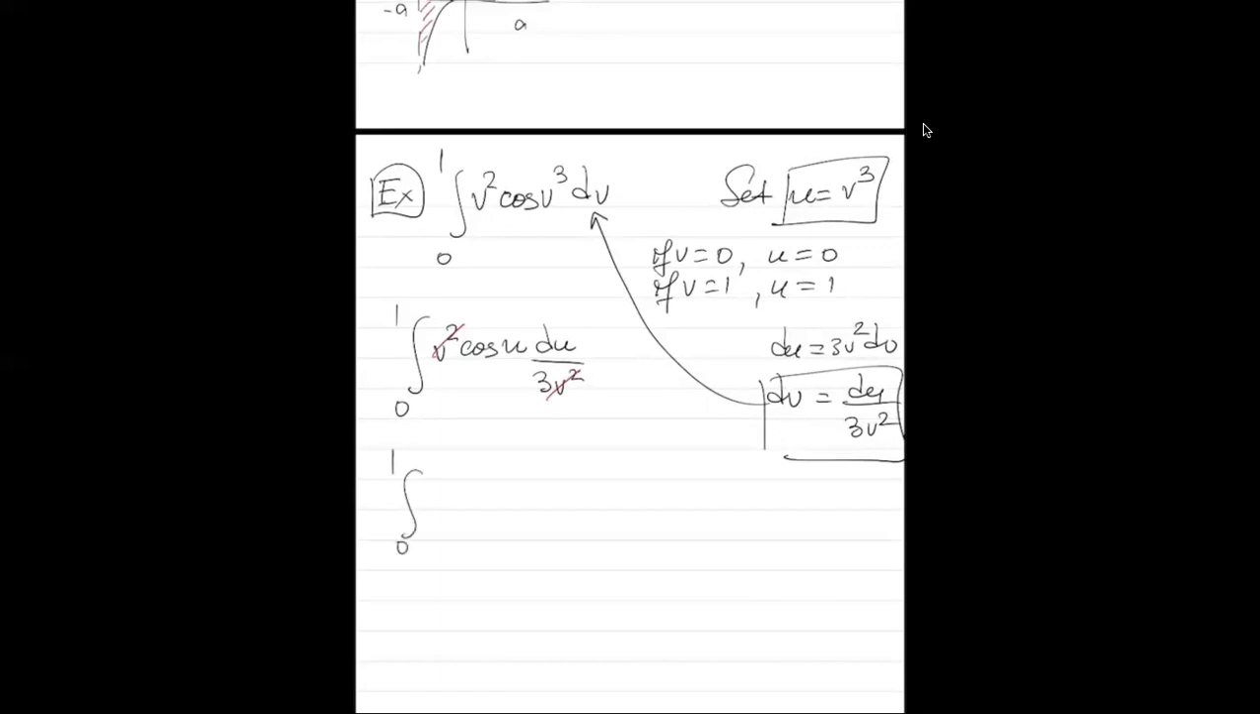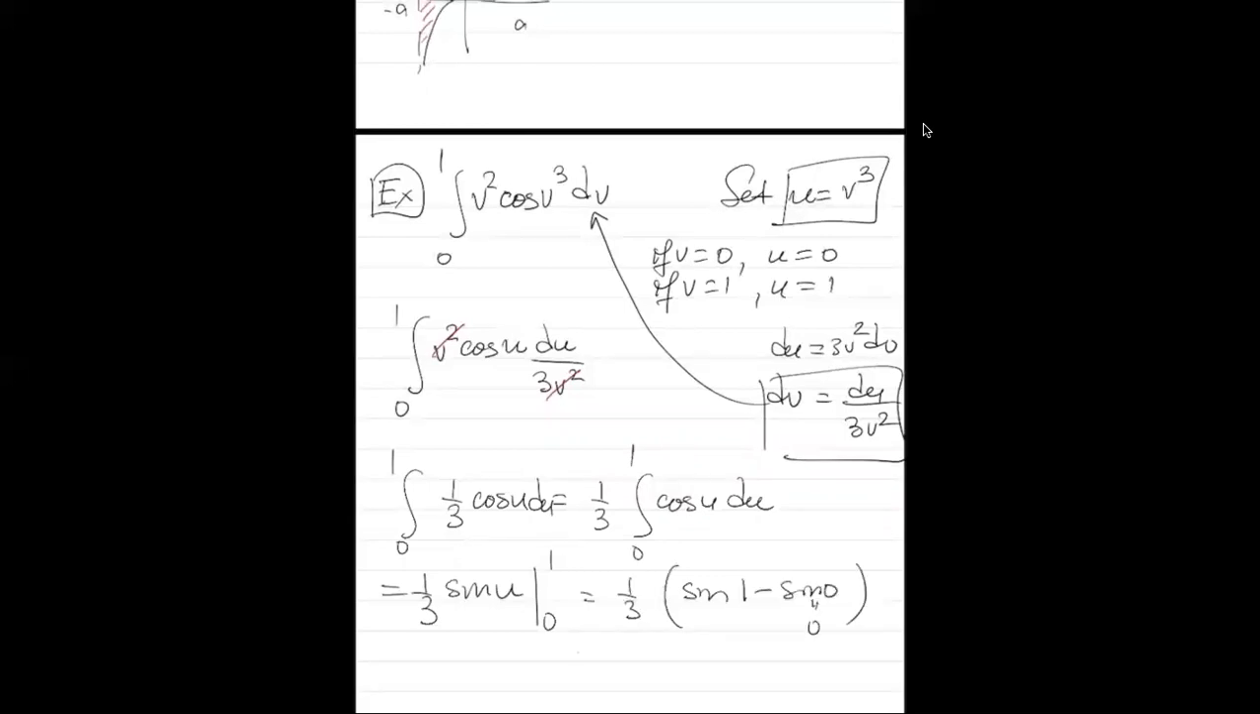So this is what we have. We have 1/3 cosine u du, which is a very easy integral to evaluate. I forgot the du here. So the integral of cosine u is sine u, and evaluate from 0 to 1. So 1/3 (sine 1 minus sine 0). Sine 0 is 0, so it's 1/3 sine of 1. So here we use the substitution technique.